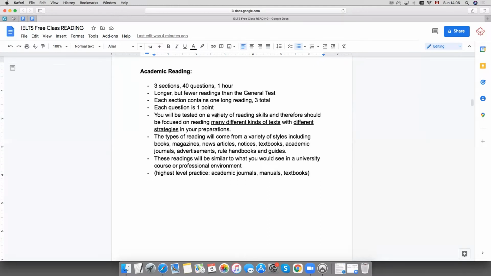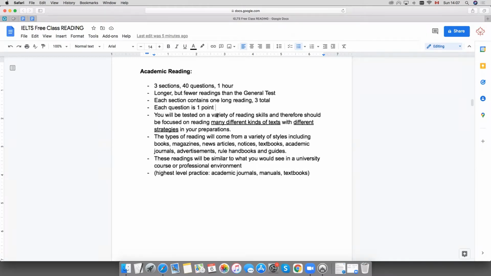For your practice in academic reading, we want to be focused on many different kinds of texts. We should be really comfortable going to the library and being able to pick up a little bit of anything. We also want to be using different strategies in our preparations. All of those same resources that we're using for the general test reading are useful as well, the books, the magazines, the news articles, but we do want to add in some higher level university or professional reading, such as academic journals, of course, are a great choice.